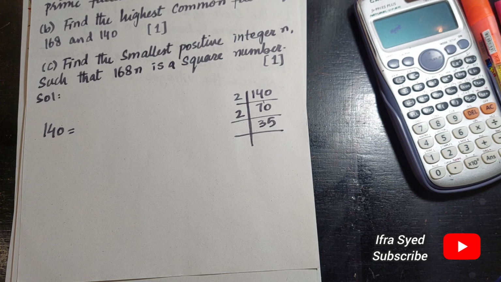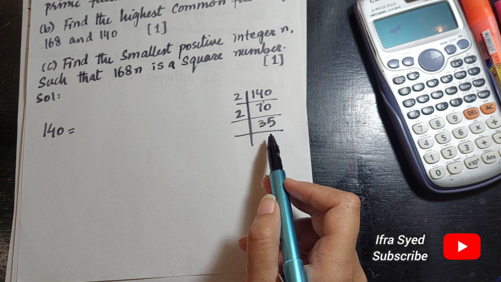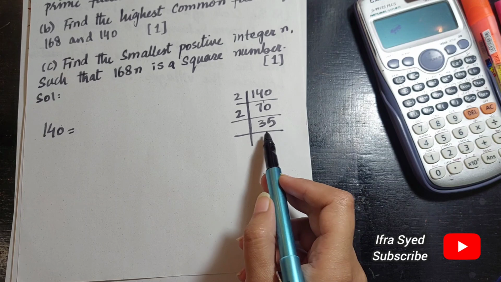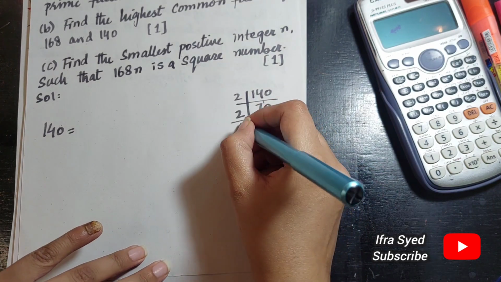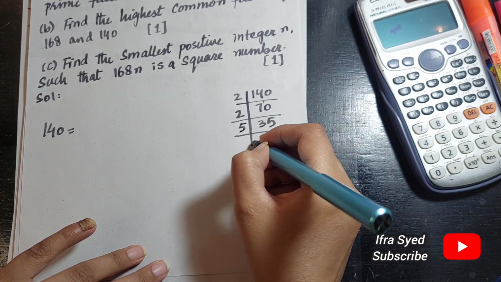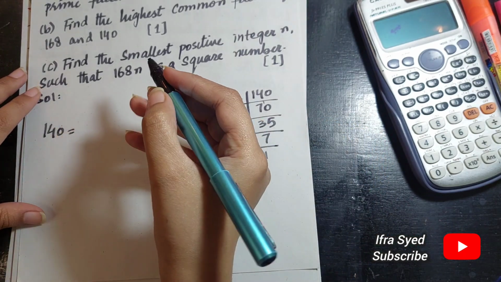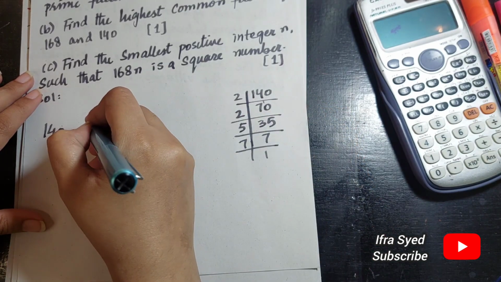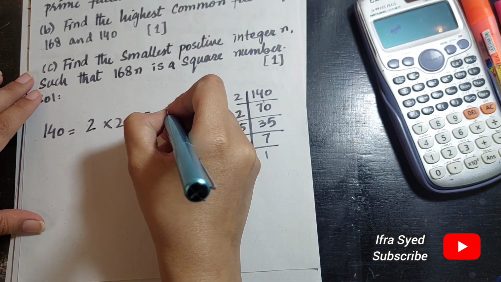It is not divisible by 3 because 3 plus 5 is equal to 8. So let's move to the next prime number, and our next prime number is 5. As you can see, the number ends with 5, so it is easily divisible by 5. So 5 into 7 is equal to 35, and 7 into 1 is equal to 7. So these all are the prime factors of 140: 2 into 2 into 5 into 7.